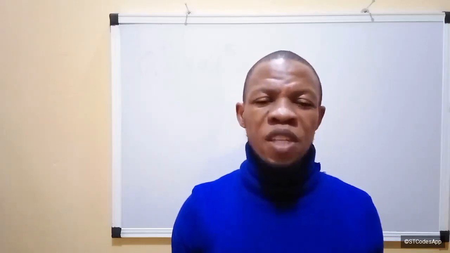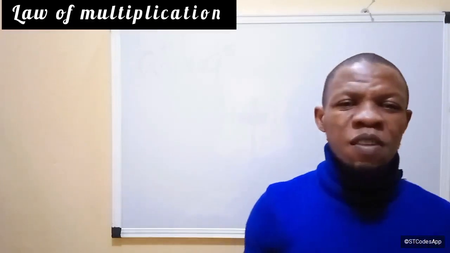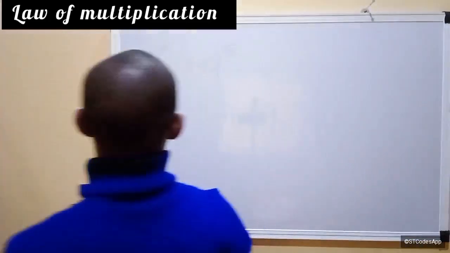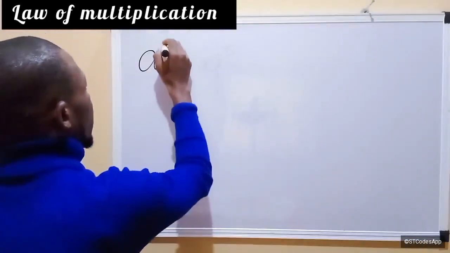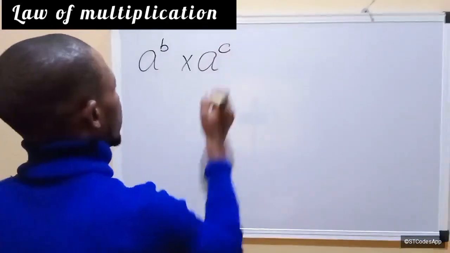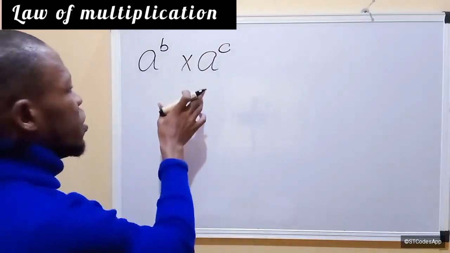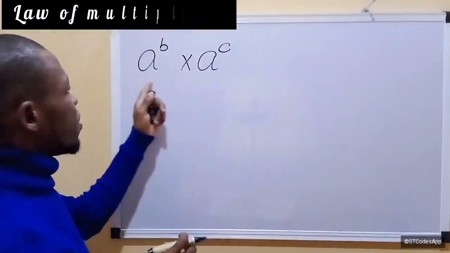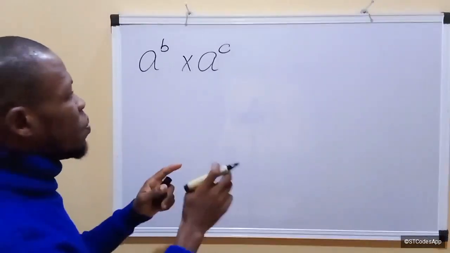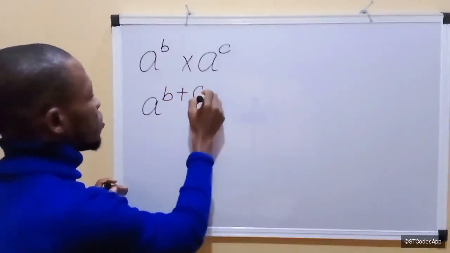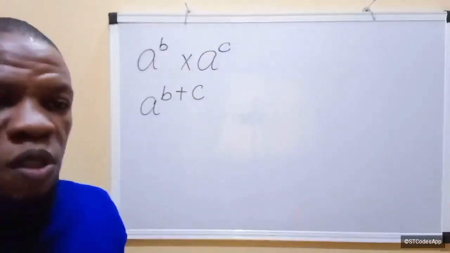We have the law of multiplication. The law of multiplication states that if the bases of quantities are the same, then their powers can be added. For instance, if we have a raised to power b times a raised to power c. In this case, a is the base, b and c are the powers which we can now call indices. Now since the bases are the same, it means we can add the powers. So this is going to give us a raised to power b plus c. This is the law of multiplication.